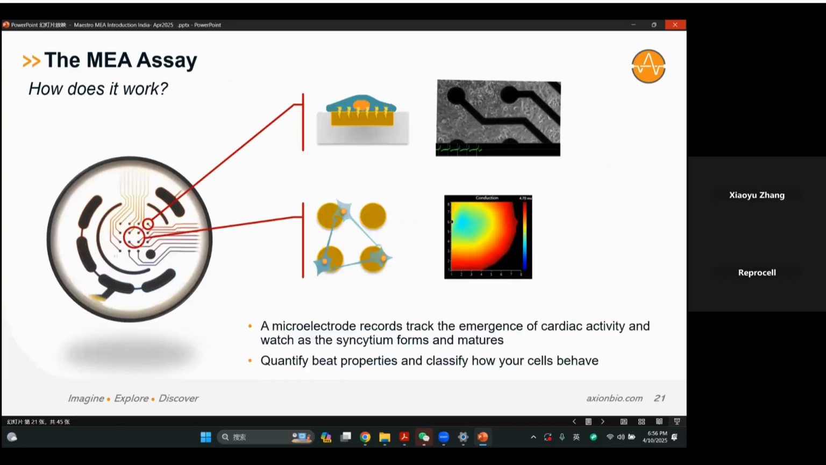So if we culture the cells similarly as neurons, when cardiomyocytes are cultured on those electrodes, we can monitor the emergence of cardiac activity and observe the formation and maturation of the syncytium. This allows us to quantify the properties of cardiac beats and classify the behavior of the cells.